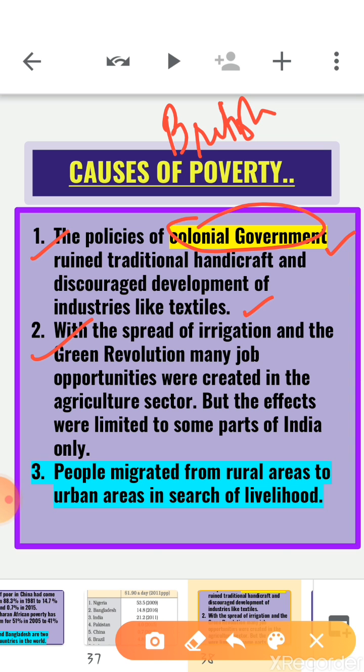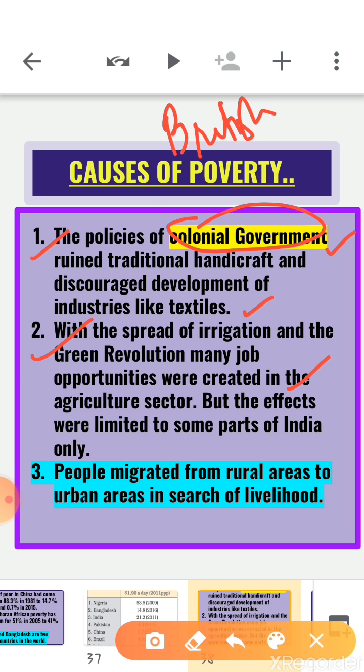Now next, with the spread of irrigation and the green revolution, many job opportunities were created in the agriculture sector. But the effects were limited to some parts of India. The industries, both in the public and the private sector, did provide some jobs. But these were not enough to absorb all the job seekers.